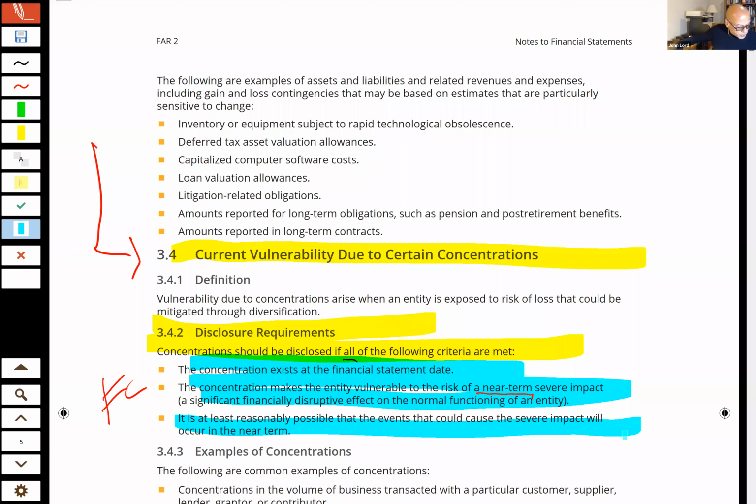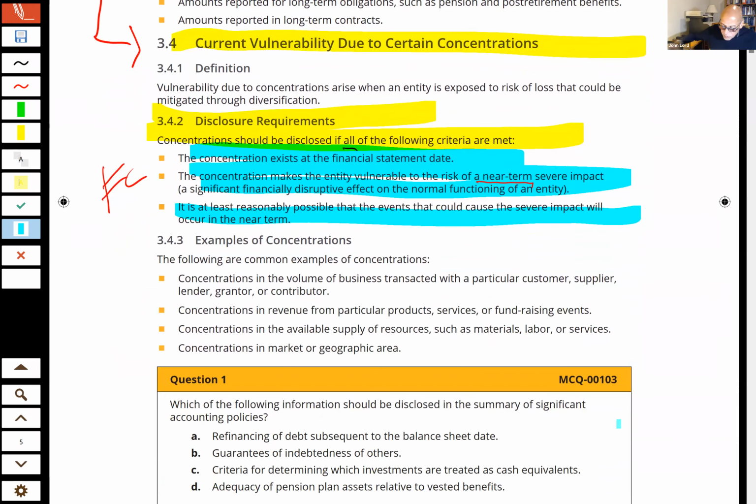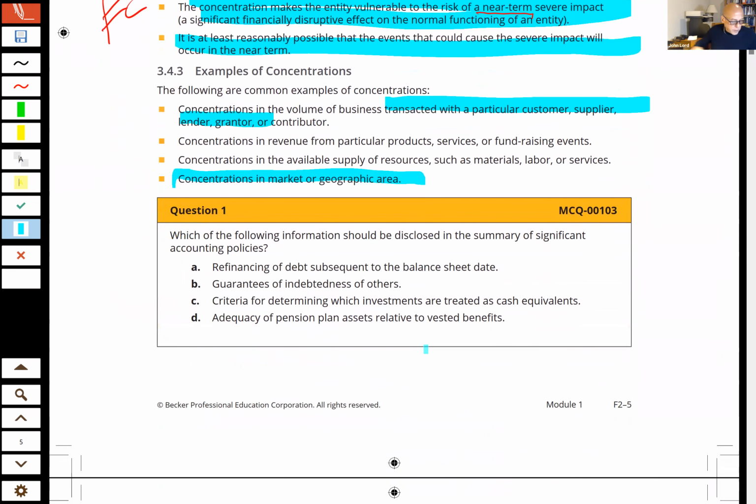Okay, and they start to give us examples of concentrations, for example, volume of business with a particular customer, or concentration in a geographic area. If you have a lot of investment in Russia, Ukraine, that would be a problem, right? That's the kind of thing that you'd want to disclose. All right, good. Let's take a look at a question here.